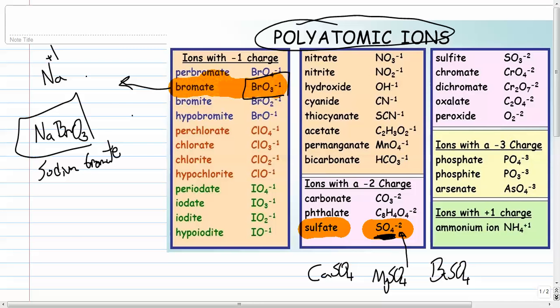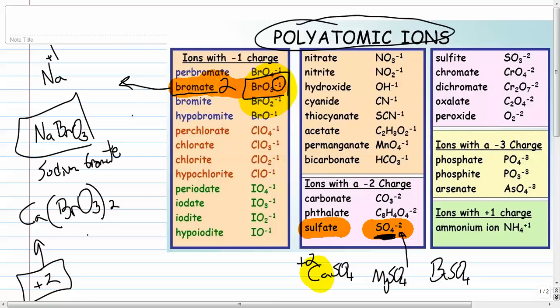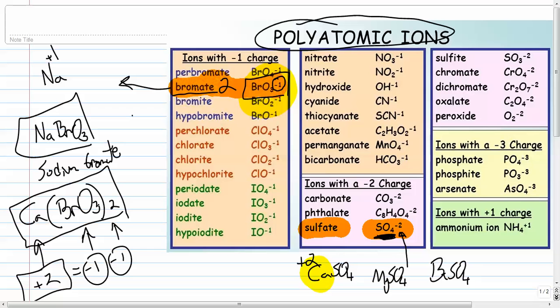It's that easy. So what if we went back to our calcium plus 2 ion and hooked that up with bromate? Well, let's see here. Calcium is plus 2 and bromate is -1. So if we pretended that bromate was just a single atom, then we would need 2 of them, because calcium is +2. So calcium bromate is going to be CaBrO3, but we need 2 of these, so we use parentheses and we put a little 2 here. So the calcium is +2, just like you guys already know, but each bromate is -1, so we need 2 of them to make the compound work. +2 equals -1, -1. So the formula for calcium bromate would be Ca(BrO3)2.